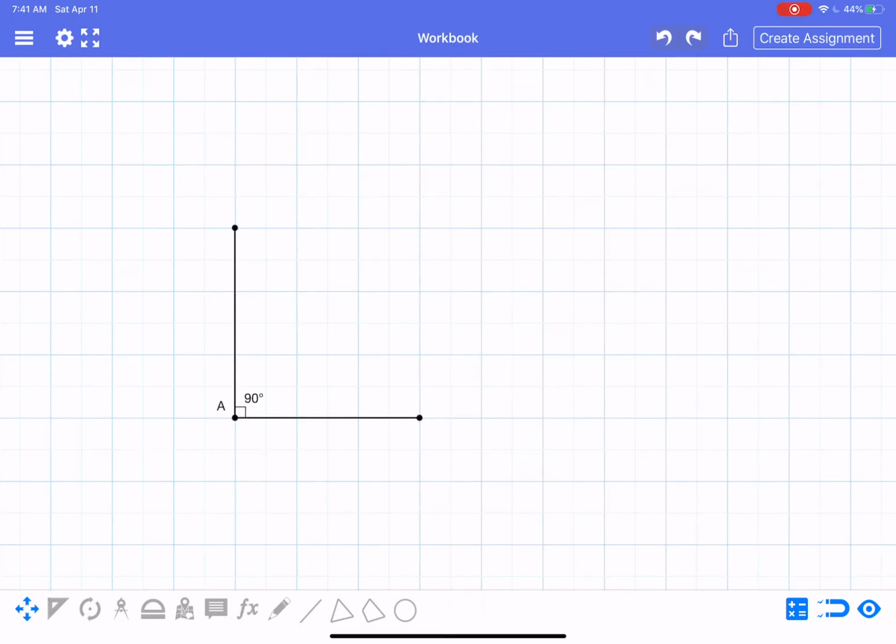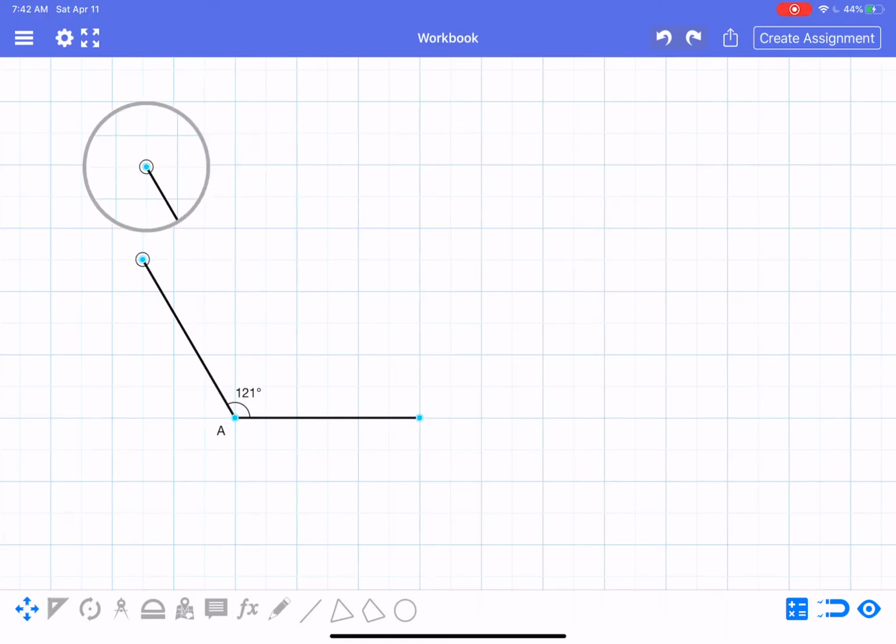Now, if an angle is 90 degrees, what is it called? Okay, if you said right angle, good for you. And finally, I can extend this line. I can go more than 90 degrees. What would this angle be? Okay, so it measures at 129 degrees, and hopefully you said obtuse angle.